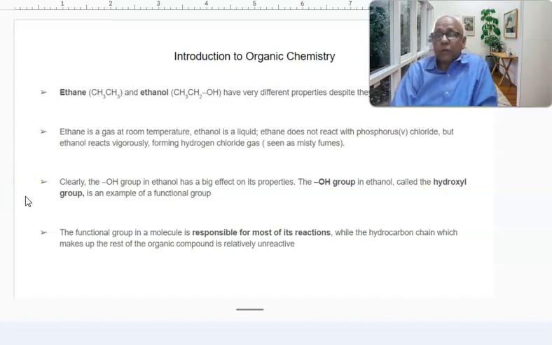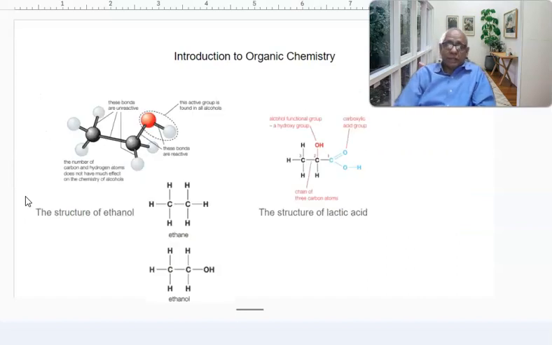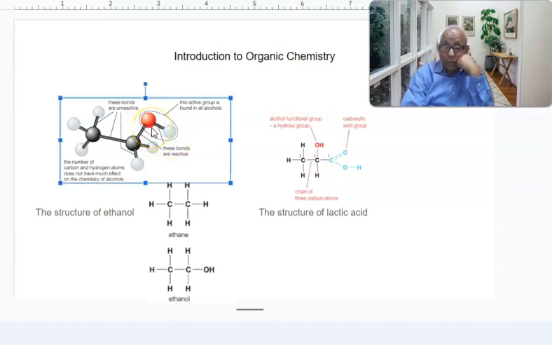The functional group of a molecule is responsible for most reactions of the compound. However, the carbon-carbon bond in the compound is rather unreactive. Now you see this, what I have already talked about a little bit, the structure of ethane and ethanol. If we take a ball and stick model of ethanol, you can see this is the reactive group, and there is only one functional group in this compound, the structure of ethanol.